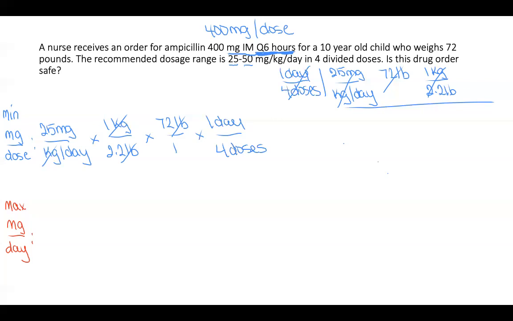Now I can cancel day out, and I'm left with milligrams per dose, which matches what I'm looking for. So I can go ahead and do my math straight across. 25 times 1 times 72 times 1 is 1800. 1 times 2.2 times 1 times 4 is 8.8. 1800 divided by 8.8 is 204.54. And this is minimum milligrams per dose.